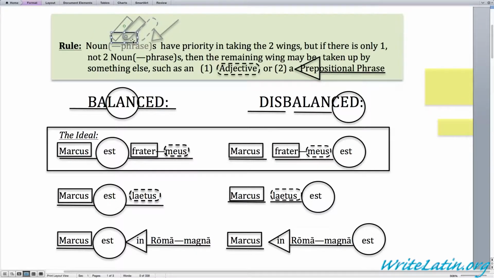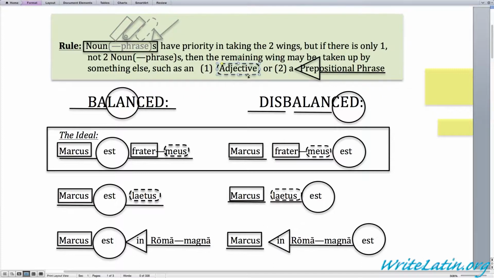Or attached to an adjective, the blue boy. Or attached to a prepositional phrase, the boy in the house. So if you have multiple words stuck together to a noun, that's called a noun phrase. So nouns or noun phrases have priority in taking the two wings. But if there is only one noun or only one noun phrase, not two, then the remaining wing may be taken up by something else, anything else, such as an adjective.